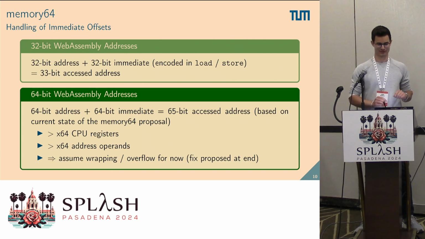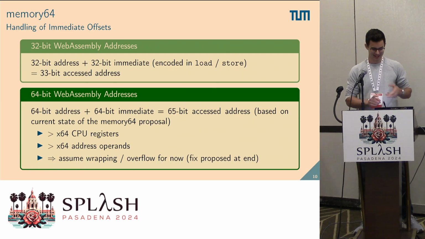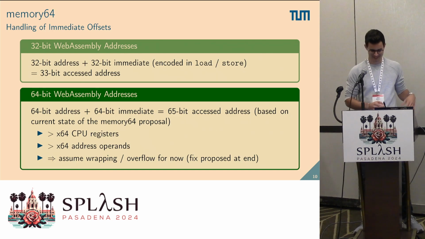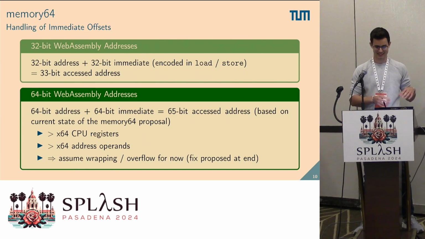The same is true for 64-bit WebAssembly, which ends up with 65-bit addresses, which are a way bigger problem than 33-bit addresses because they don't fit in our CPU registers, they can't be used as address operands, and every arithmetic operation where we try to combine the immediate and the address just results in an overflow. So until the end of this presentation, we will just assume that addresses are wrapping in WebAssembly. The current proposal does not do this, but I will present options how to mitigate this issue.